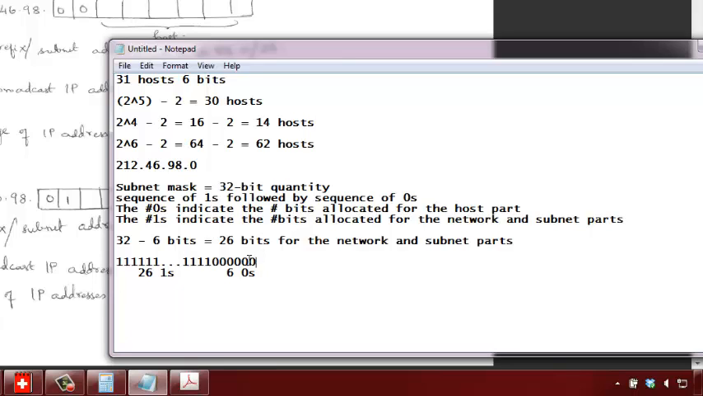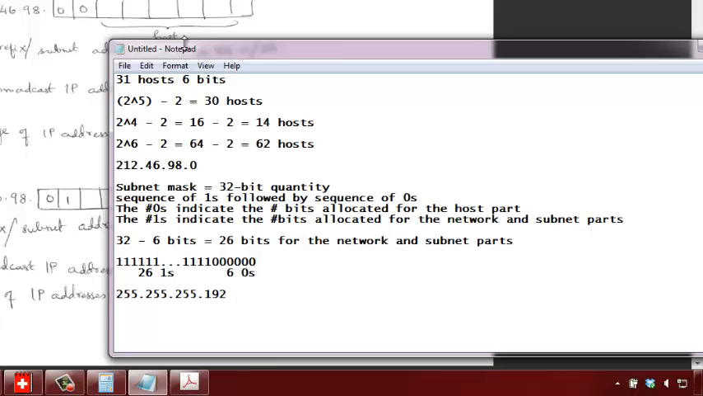Now we are trying to write this in decimal, in the dotted decimal form. That will be 255.255.255, accounting for the first 24 ones, and then we have the last 2 ones followed by 6 zeros, accounting for the last 8 bits. That will be 192. Okay, so this is the subnet mask in the dotted decimal form.